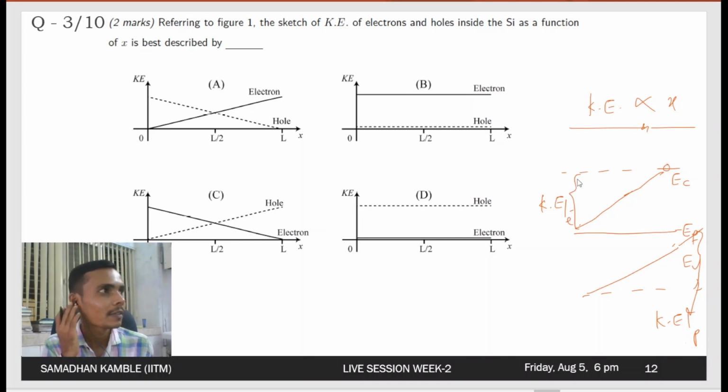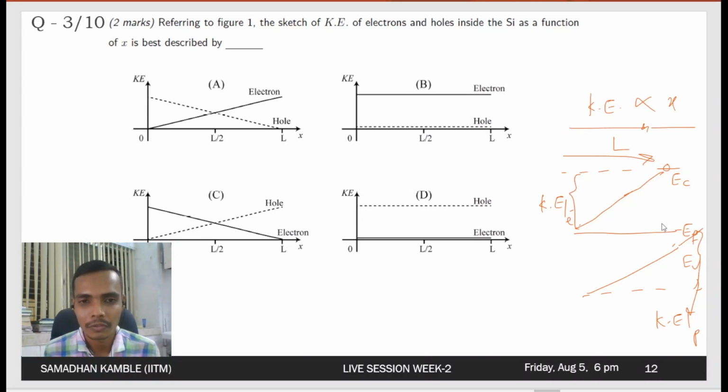So as you can see from the figure here, as the distance increases, the value of kinetic energy for electron, which is actually the difference between the EC value and the EF, goes on decreasing, and for the hole case it is the reverse, that is the kinetic energy goes on increasing. As you can see, the difference is getting increased with distance.